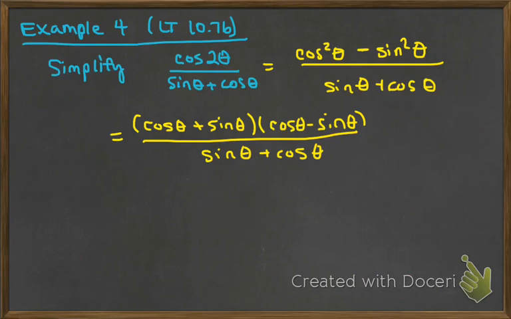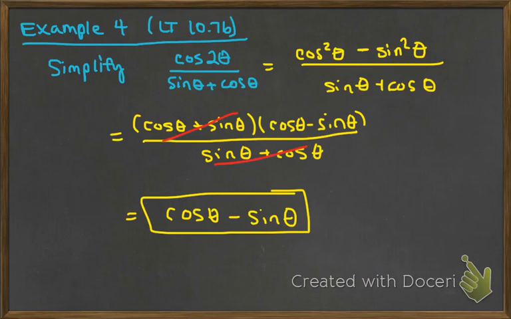Now if you notice, on top I have cosine of theta plus the sine of theta. On the bottom I have sine of theta plus the cosine of theta. Now remember, you can add in any order, meaning that these two are the same, so I can cancel those out. So the only thing I'm left with is the cosine of theta minus the sine of theta. And then there's nothing else I can do. It's in sines and cosines, so that is my simplified form.